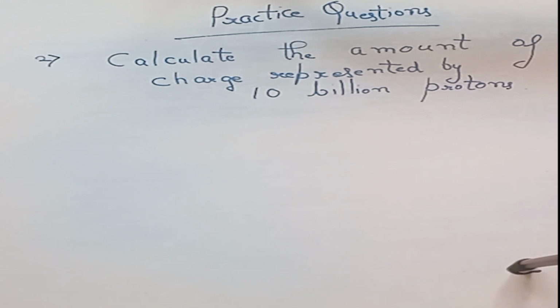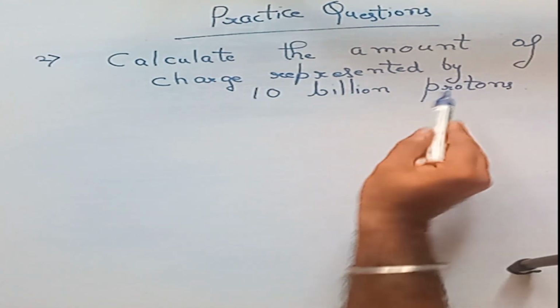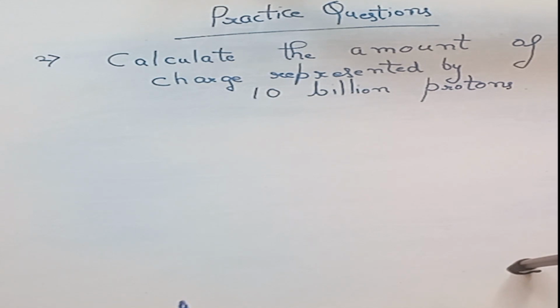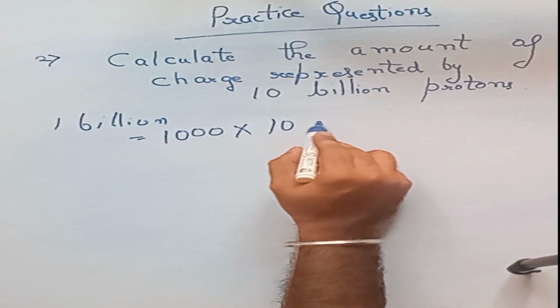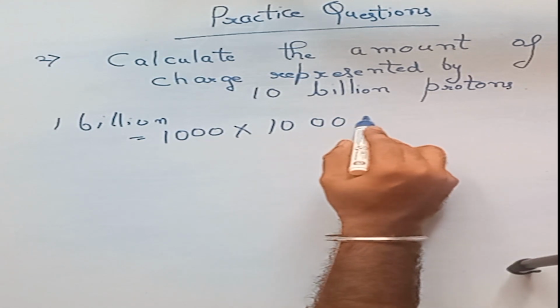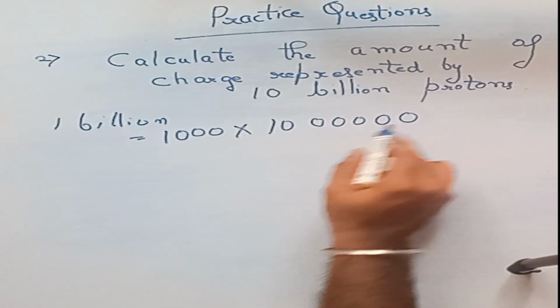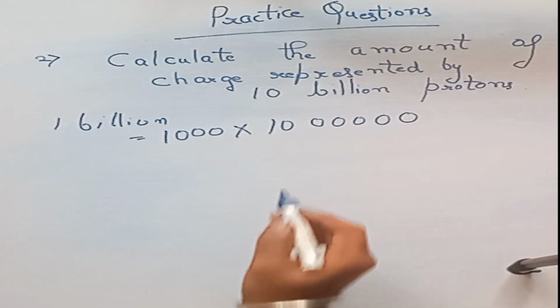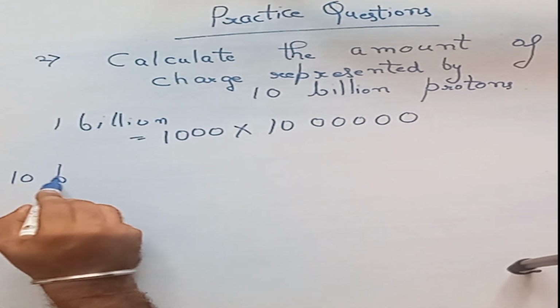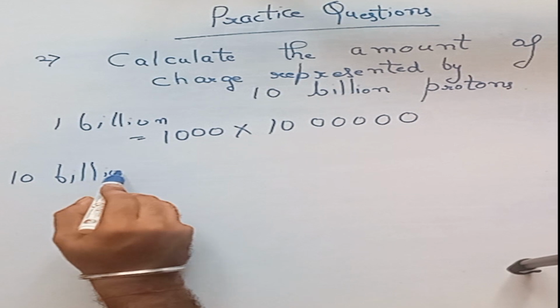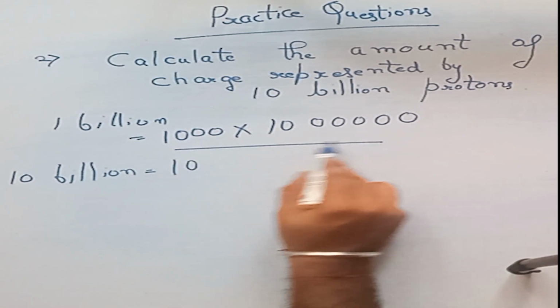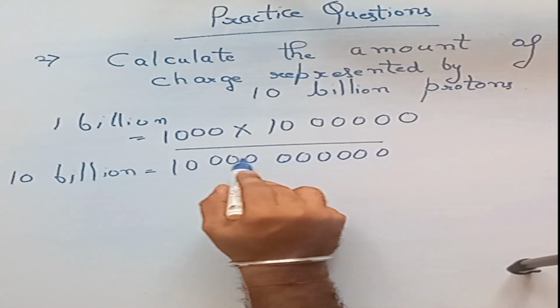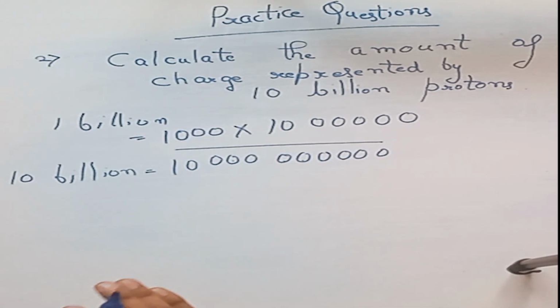Second question: calculate the amount of charge represented by ten billion protons. We know that 1 billion is 10 to the power 9, so ten billion is 10 to the power 10.